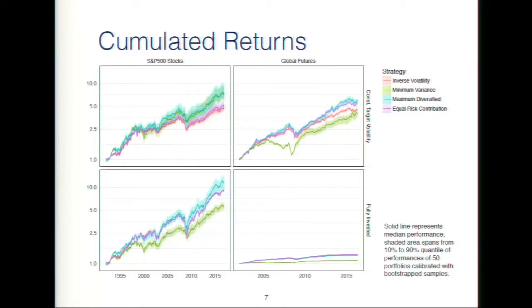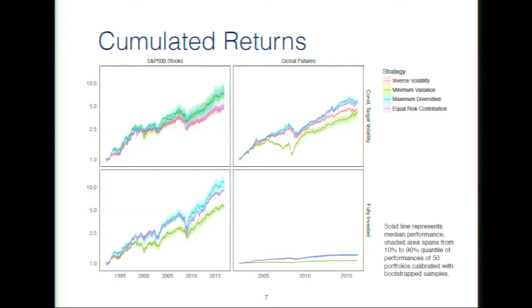So let's look at some results. We see results reported on the left side for the portfolio of S&P 500 stocks, and on the right side for the global futures. On the top row, you'll see a constant target volatility, and on the bottom row, we constrain to full investment. What you see here is the solid line representing the median outcome, and the shaded area representing 80% of the outcomes based on bootstrap strategies between the 10th and the 90th percentile.